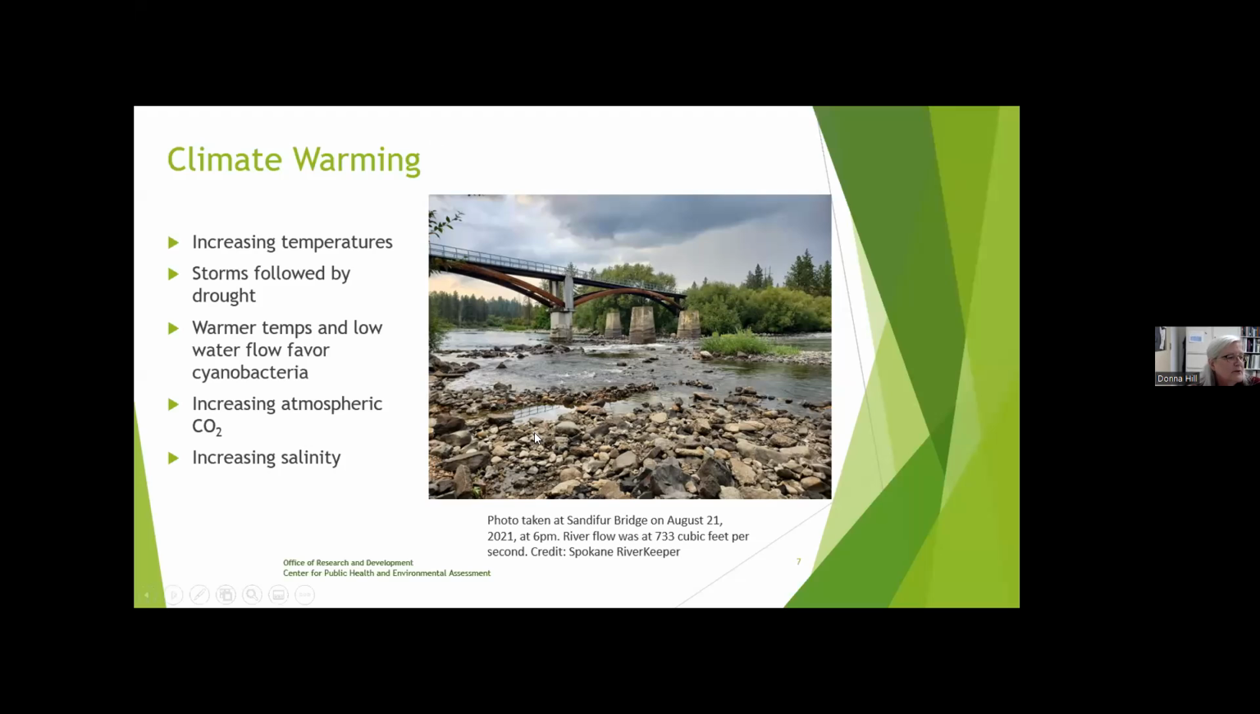This is a view of the Spokane River in 2021. They had drought conditions, and there were a lot of problems with HABs that year.